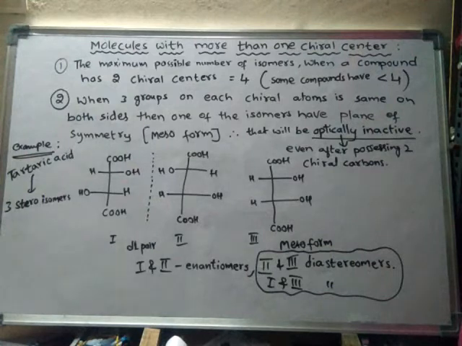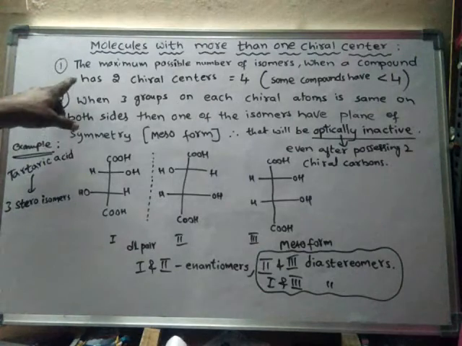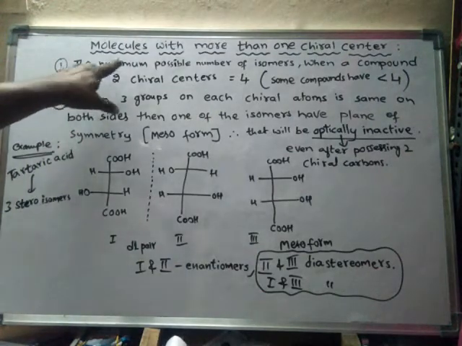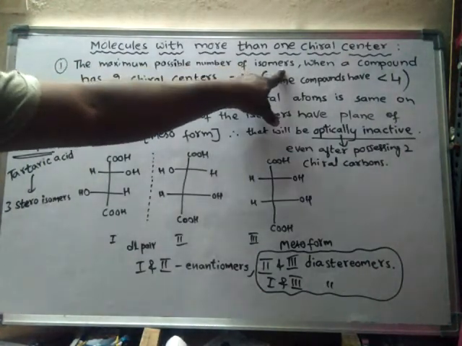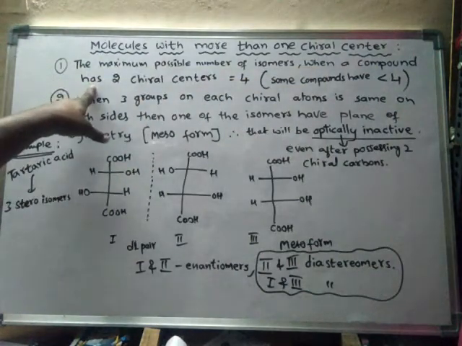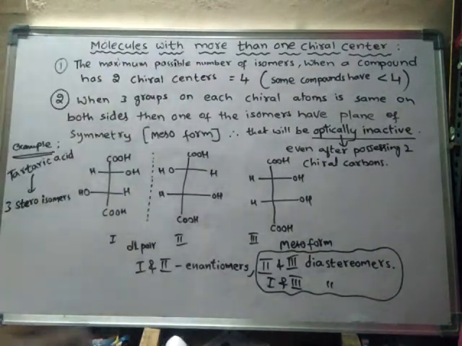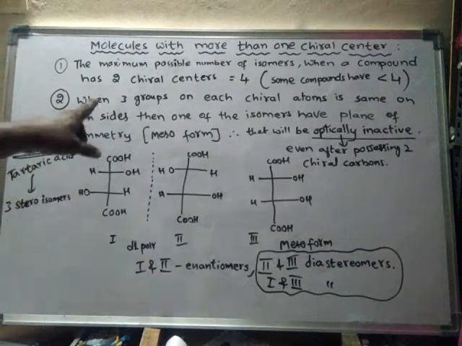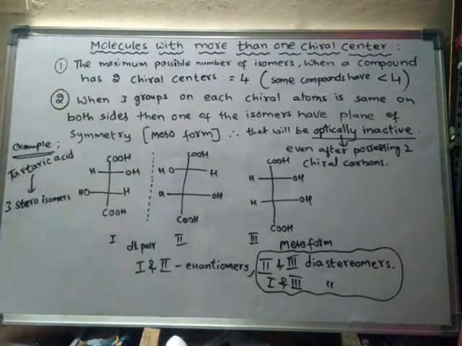Today we will learn about molecules with more than one chiral center. How do molecules show optical isomerism with more than one chiral center? For example, here is the maximum possible number of isomers when a compound has two chiral centers. First of all, we learn with two chiral centers, and afterwards we will go with more chiral centers.